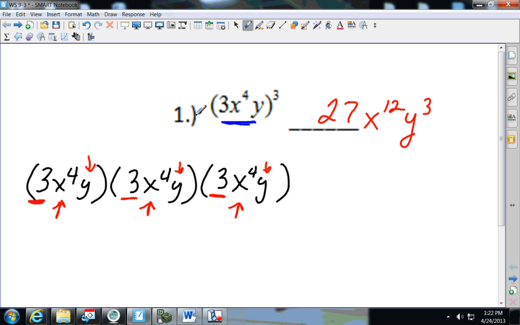Now the rules of exponents, when you have it up here, one way you can figure it out is this says 3 to the 3rd power. 3 to the 3rd power is 3 times 3 times 3, which is 27. Then you have x, and it's a power to a power. You multiply 4 times 3, that's where the 12 comes from. Y is to the 1st power, 1 times 3 is 3. Again, if you don't understand the shortcuts, you can go through and write it out like I did on number 1.